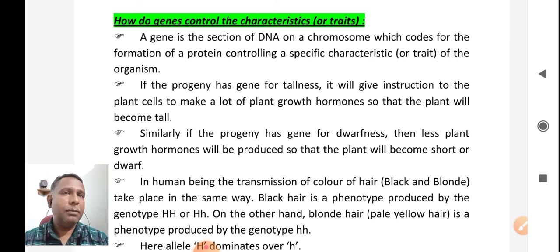Similarly, if the progeny has gene for dwarfness, then less plant growth hormone will be produced so that the plant will become short or dwarf.